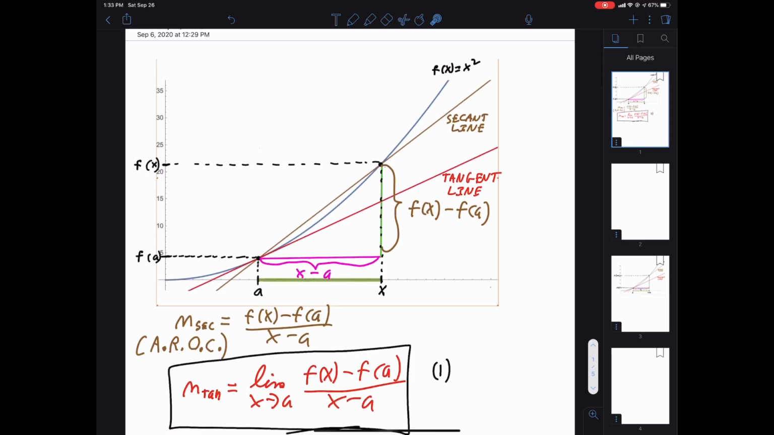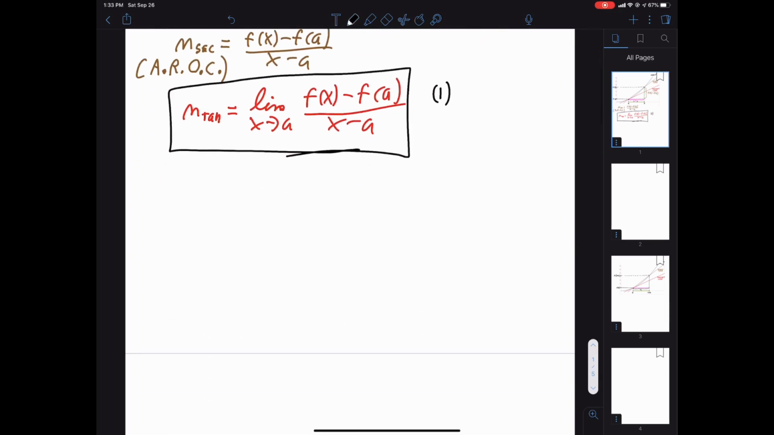So now we're going to look at the function x squared. And so we are going to, example, we're going to find the slope of the tangent line.